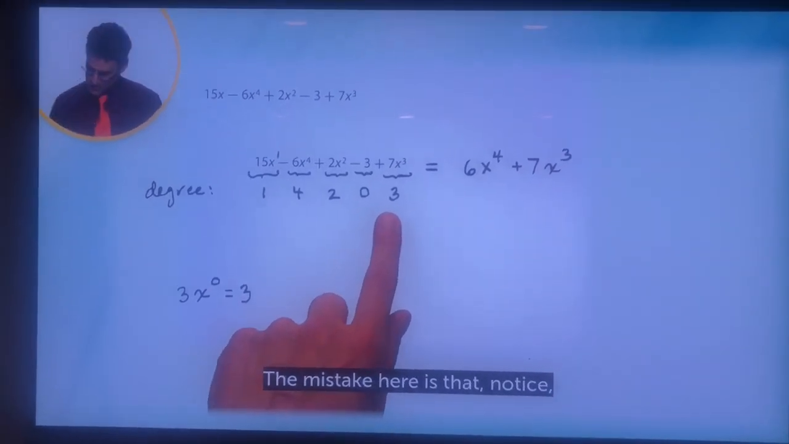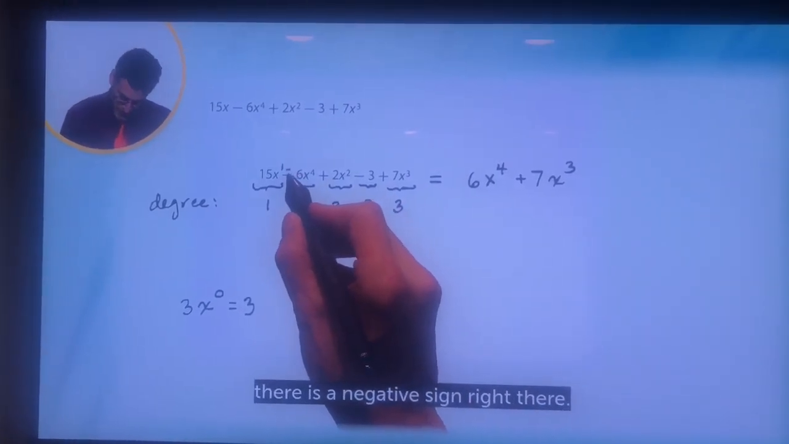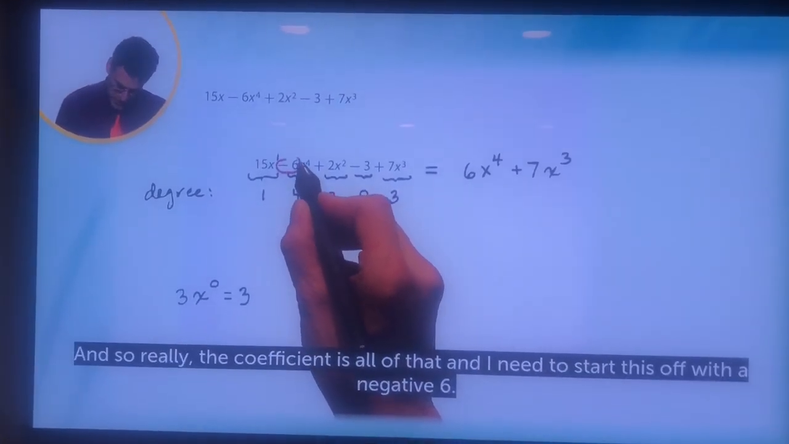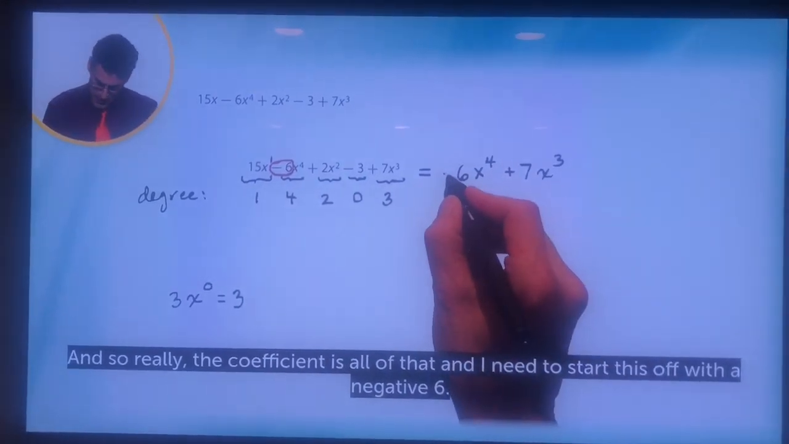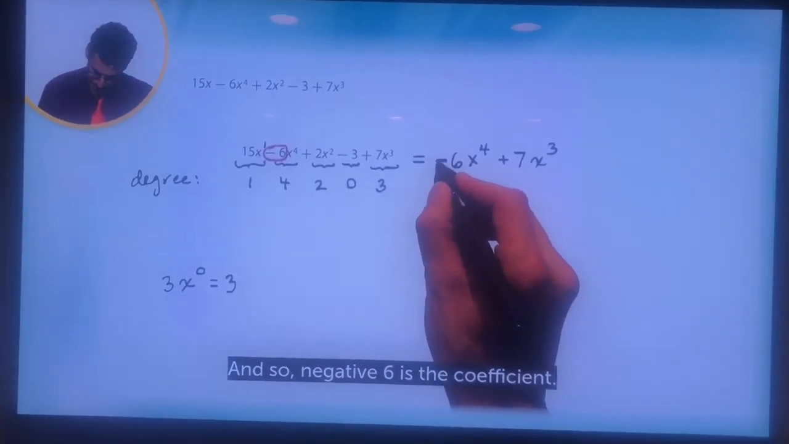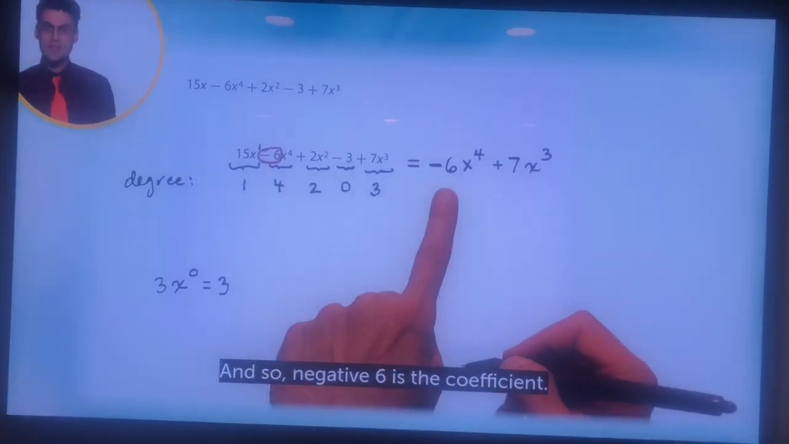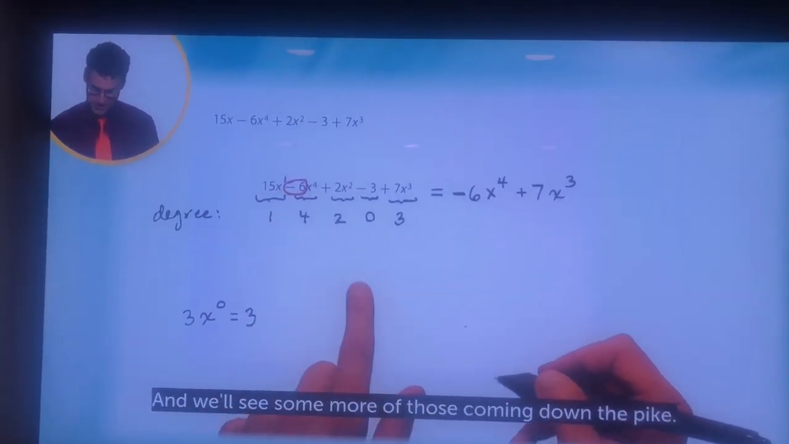The mistake here is that there is a negative sign right there. So really the coefficient is all of that, and I need to start this off with a negative 6. Negative 6 is the coefficient. So be really careful if you see a negative sign. And we'll see some more of those coming down the pike.